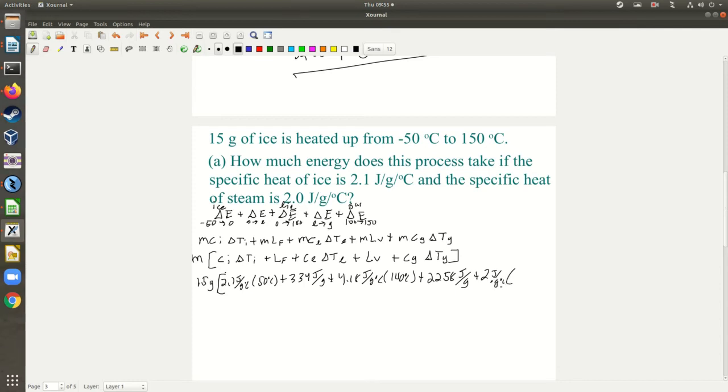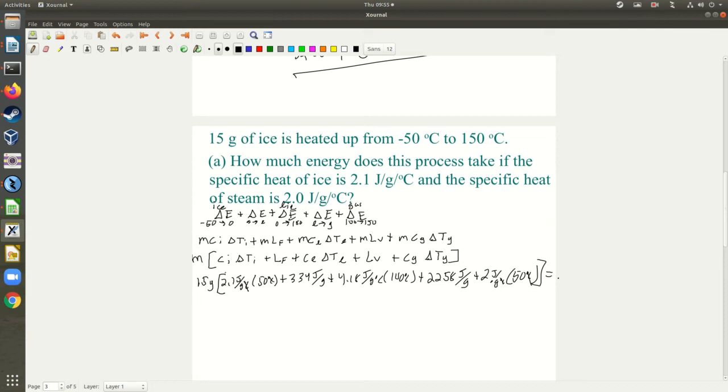times 50 degrees, which was the change of temperature as a gas. Closing off. So, notice a couple things. Your Celsius goes away right here and right here, and that leaves you with joules per gram throughout, but there's a gram outside of that, so that's going to end up giving you a joule answer, which is kind of what we're looking for in this case.